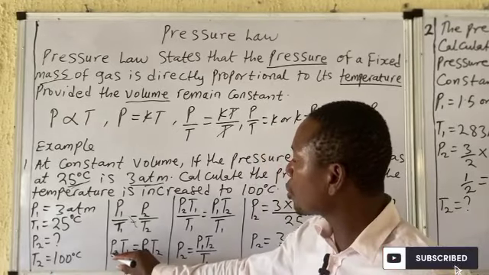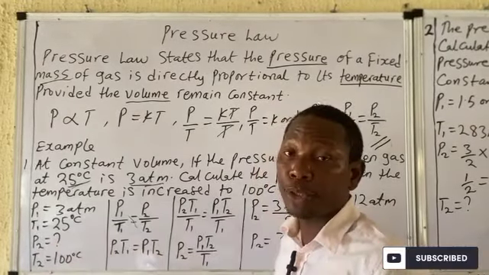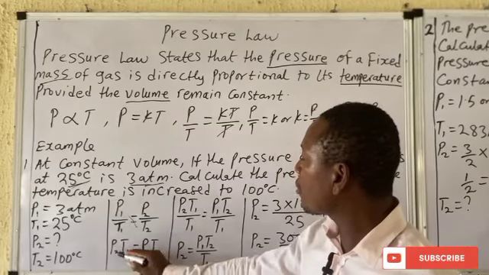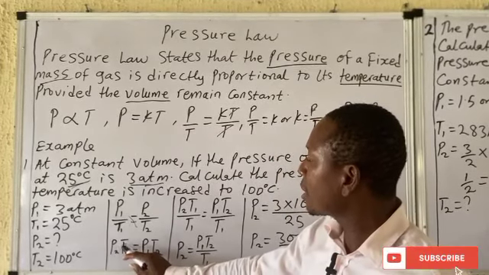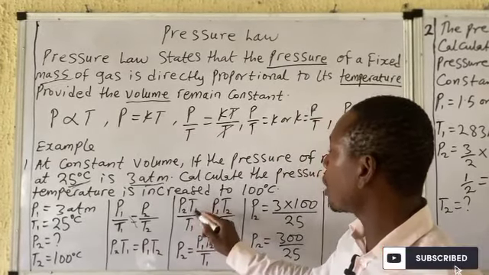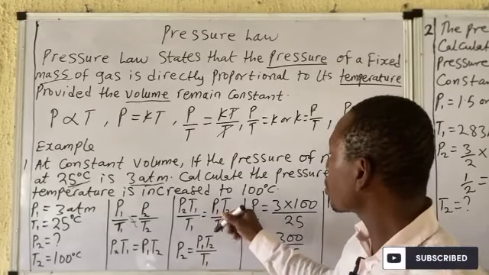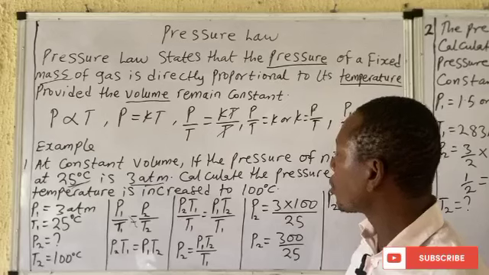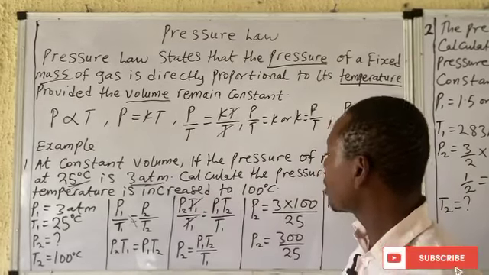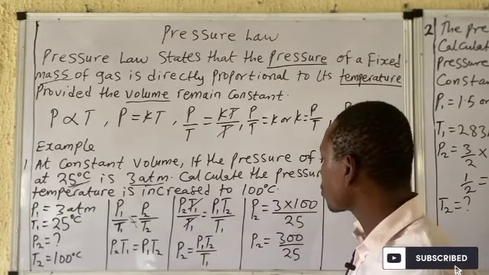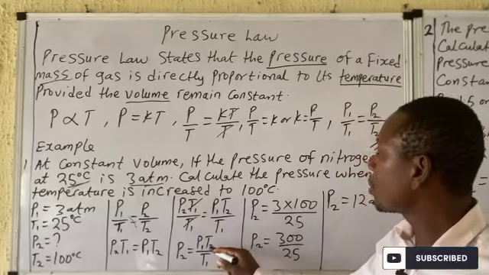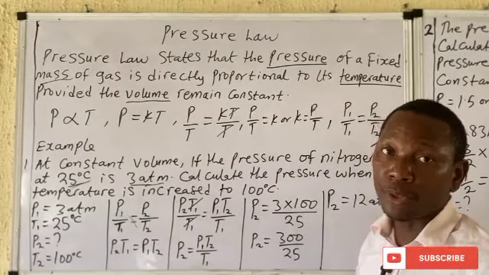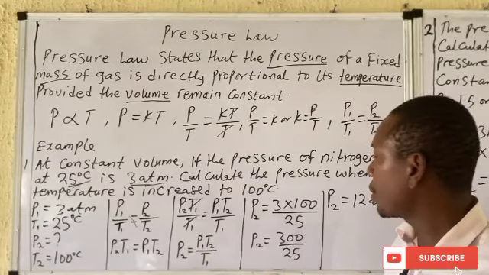Remember, we want to make P2 the subject of formula because we are looking for P2. So in order to make P2 to stay on its own, I will divide both sides by T1 so that this one will leave this place. So we now have P2 T1 all over T1 equals to P1 T2 all over T1. Now, we can use this to cancel out this. So we now have P2 is equals to P1 T2 all over T1. So this is the formula that we're going to use to calculate for P2.